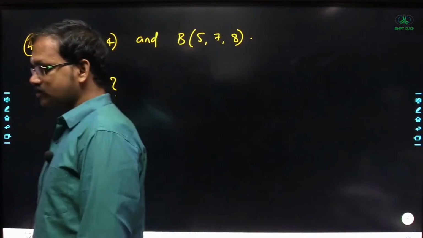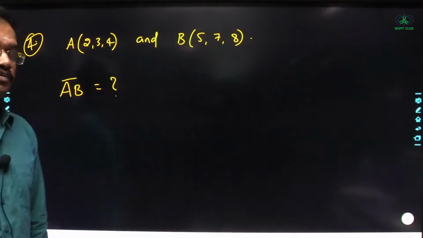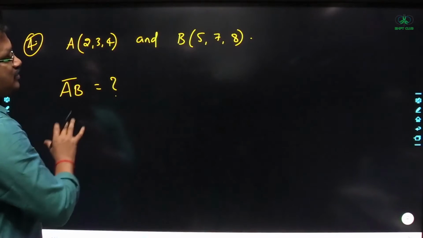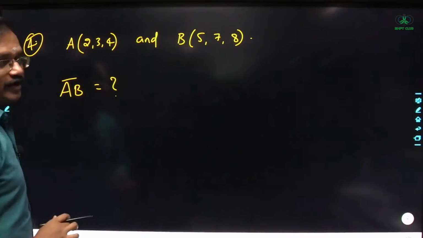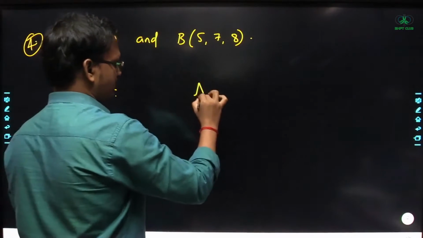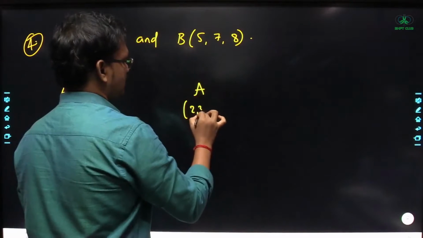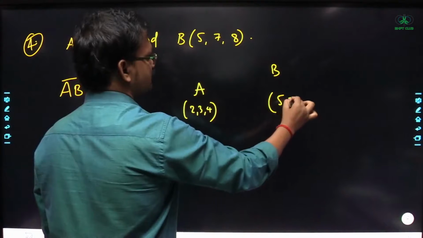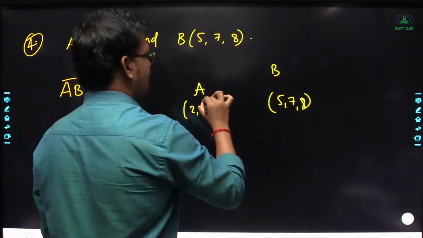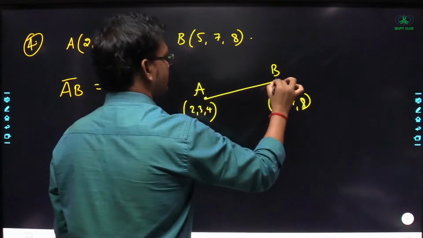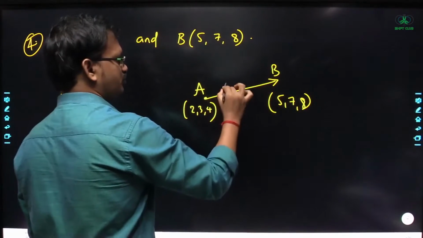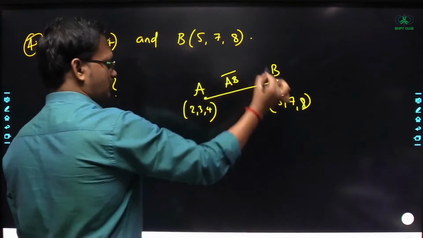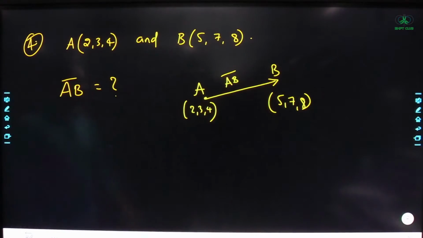I have asked you to determine AB bar, that is the vector that is pointing from point A to point B. Here you have point A, that is 2 comma 3 comma 4. Somewhere point B is present, let us say this is 5 comma 7 comma 8. I am asking to determine the vector pointing from A to B. So that is AB bar.